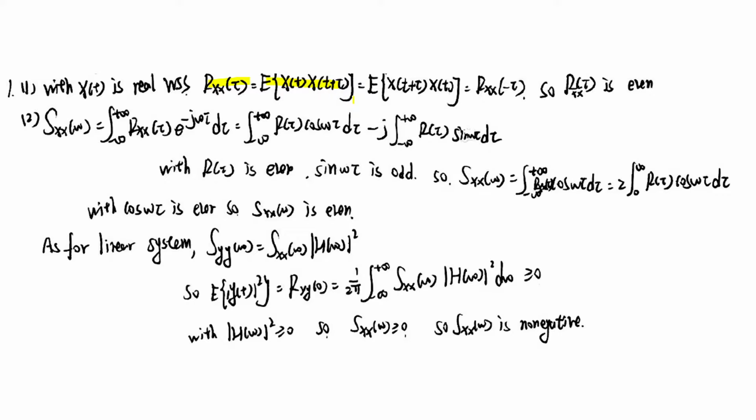And with both X(t) and X(t plus tau) real, E[X(t) X(t plus tau)] is equal to E[X(t plus tau) X(t)]. Based on the definition, the right part is equal to Rxx(minus tau), which means in general Rxx(tau) is equal to Rxx(minus tau). So Rxx(tau) is even, which is apparent.